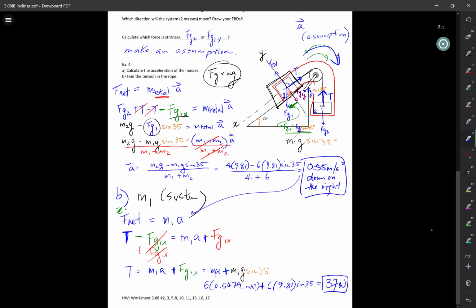So here is an example where we've dealt with a combination of tension problems and multi-body problems with inclines, all together as one kind of problem. Notice that we could have also used mass number 2 to solve for tension. That would have worked as well, and you also would have gotten 37 newtons, but I decided to use mass 1 just to give us some extra practice looking at objects on inclines.